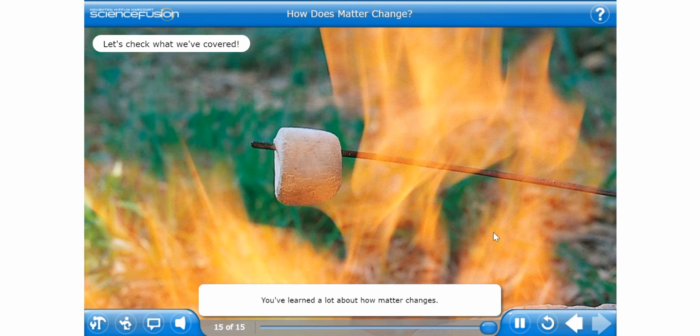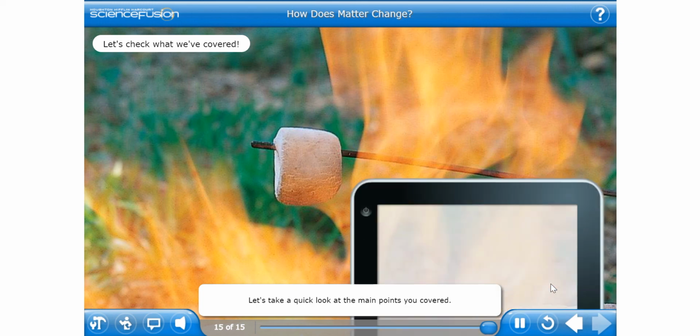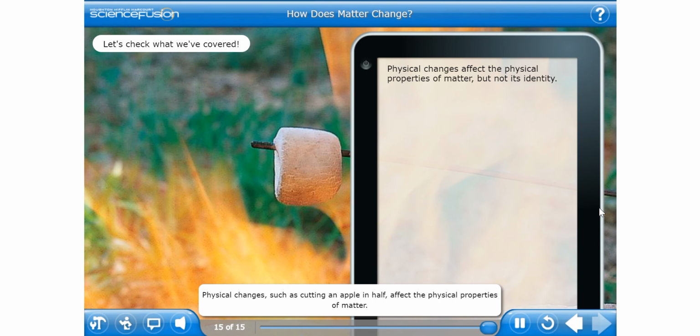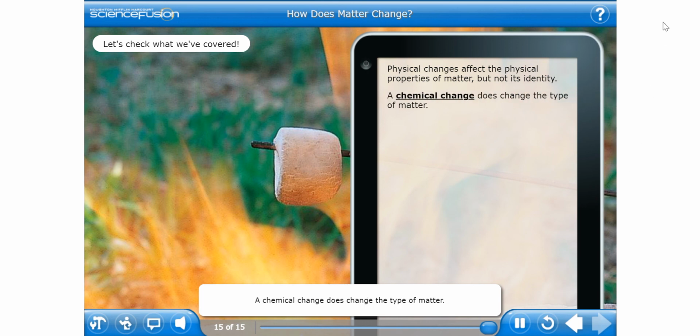You've learned a lot about how matter changes. Let's take a quick look at the main points you covered. Physical changes such as cutting an apple in half affect the physical properties of matter. But they don't change the identity of the matter. A chemical change does change the type of matter.